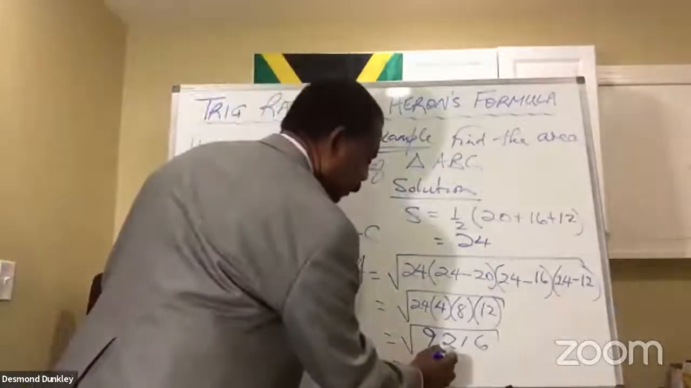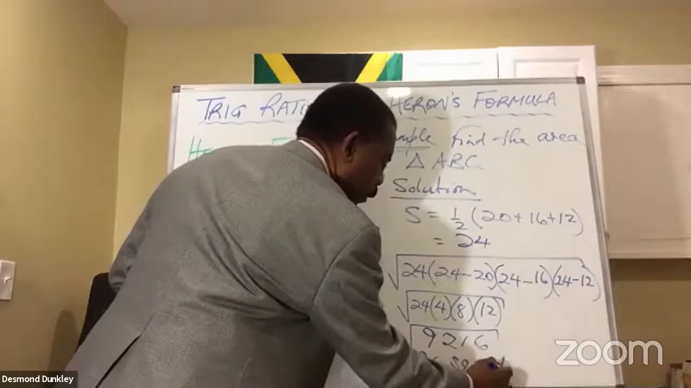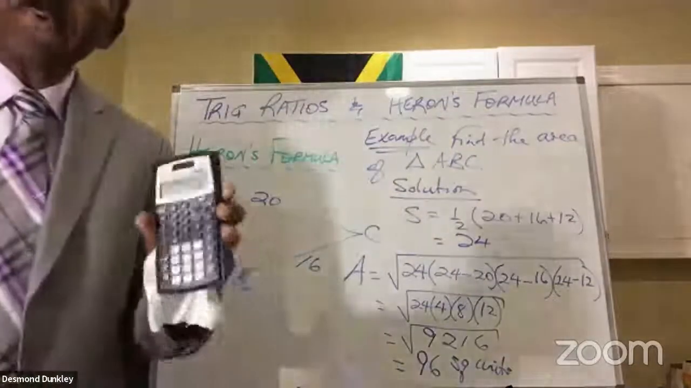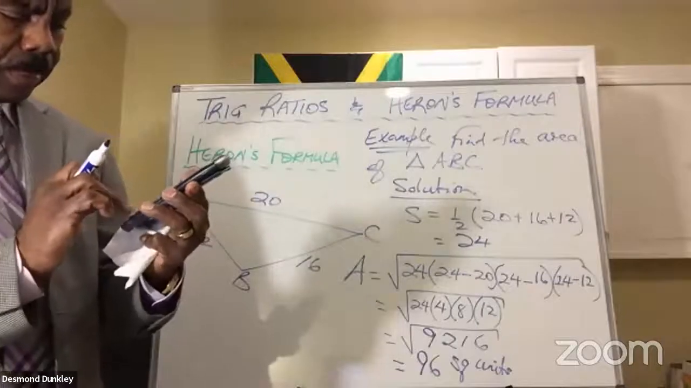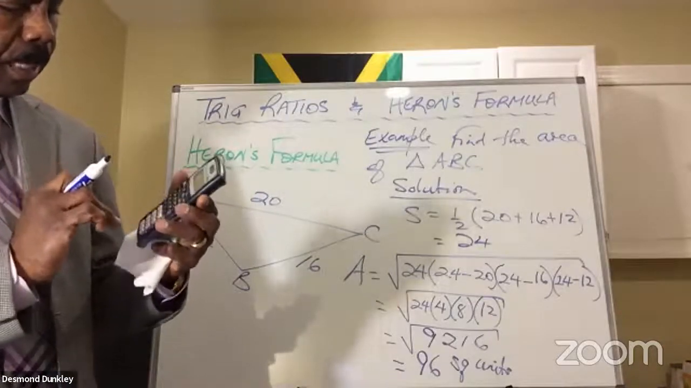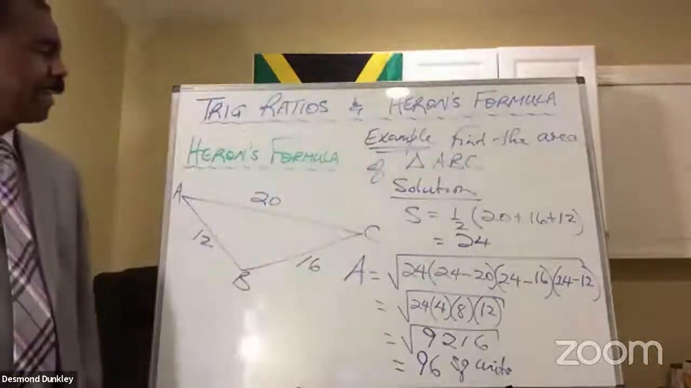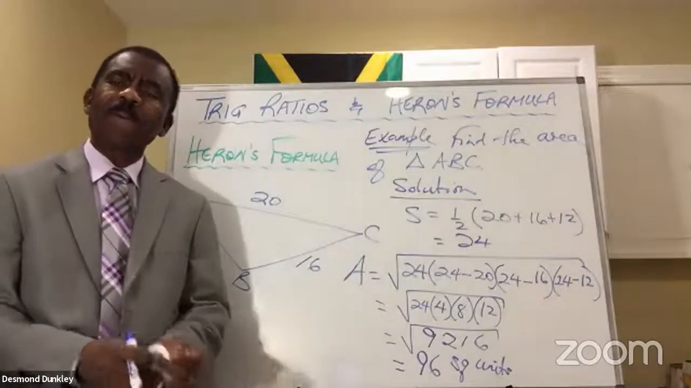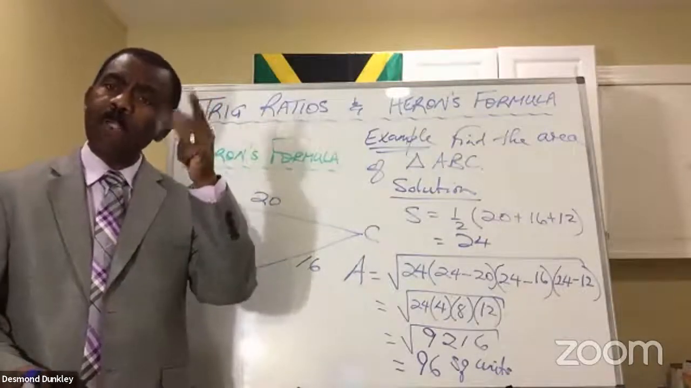And therefore that will be squared units. What I'm going to do now is 96 squared and see if I get that number. Square it, and I get the same number. So there it is. Isn't that cool?